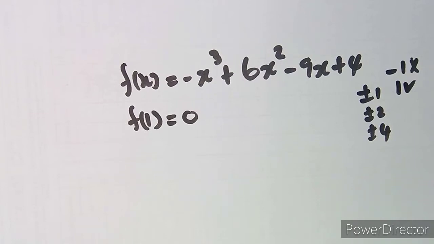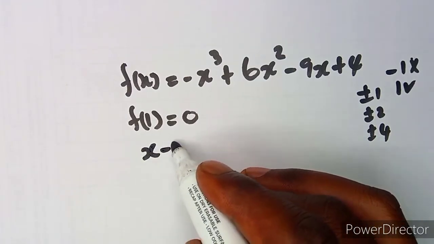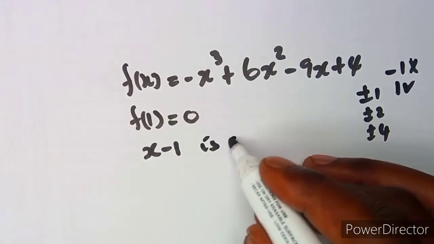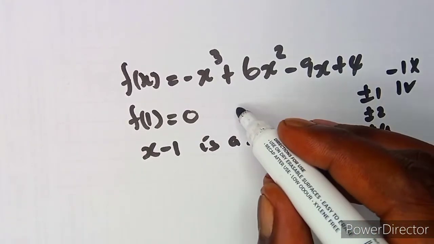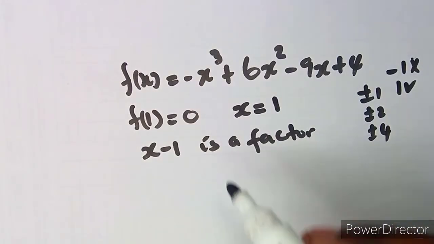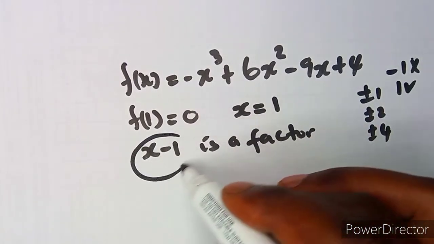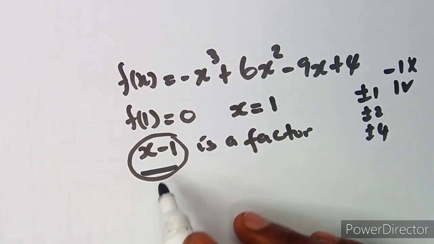So what does this mean? It actually means that x minus 1 is a factor. Take note, the value of x as a solution is x is equal to 1, but x minus 1 is a factor. That is from our factor theorem. So in this case, what we need is to factorize, which means we have one factor already, which is x minus 1. So what are we going to do?